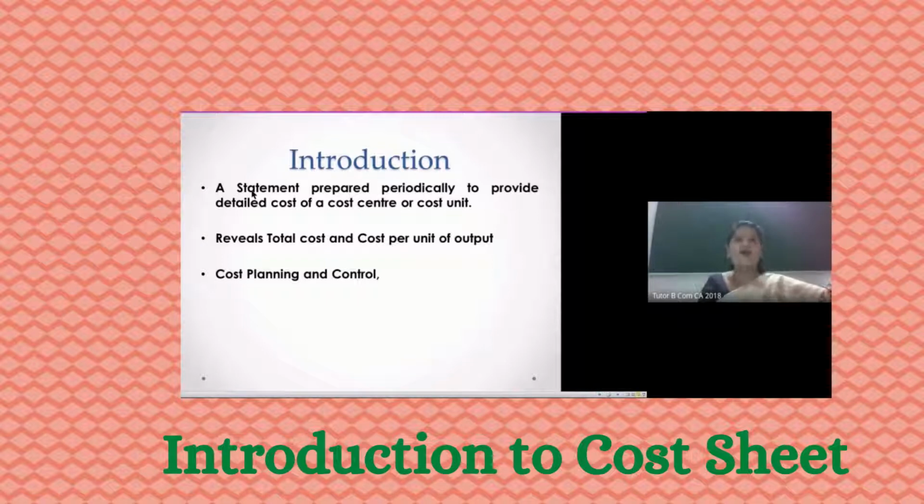But ultimately, what we want to know by preparing a cost sheet is the total cost associated with that particular product or process, or maybe a service. So we want a summary of all that has been recorded, just to take decisions based on it. That's why we say the cost sheet is used for taking decisions related to cost factors. Initially we said it helps in controlling the cost.